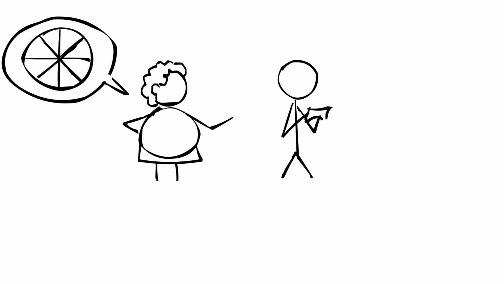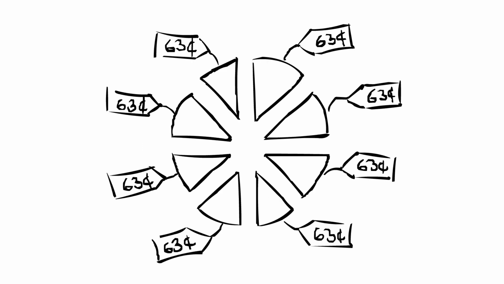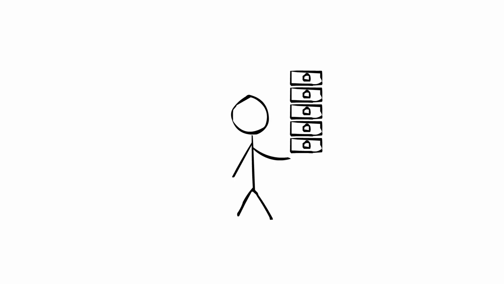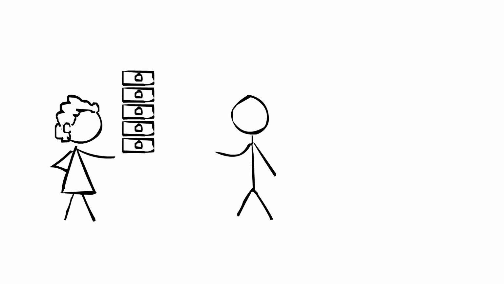So instead of demanding 5 slices, she's demanding her original $5 back. You get to keep all 8 slices to sell, but the only way you can sell it is by selling it for 63 cents a slice. That means you end up with a total $5 in your hand, but you gotta repay your mom that $5. So your equity is 0.